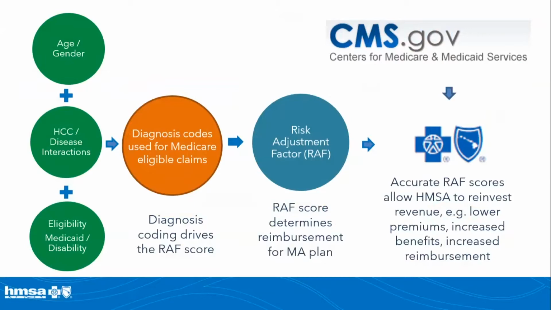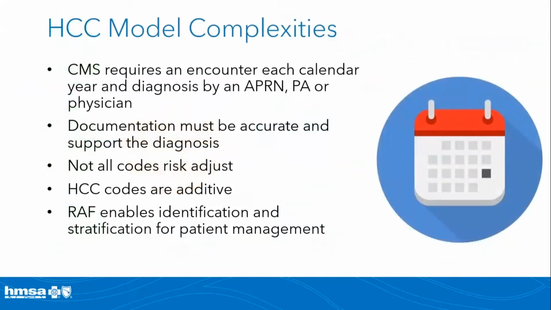Inaccurate or inconsistent documentation can leave you exposed to a much higher level of financial risk. There are certain things to keep in mind when you're thinking about risk adjustment. CMS requires an encounter each calendar year to confirm the diagnosis of a patient's condition. These diagnoses must be made by an APRN, physician assistant, or physician.